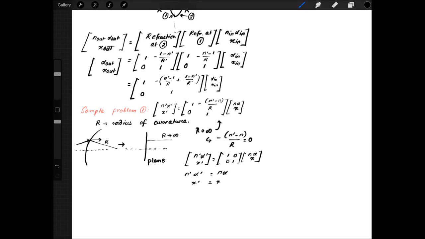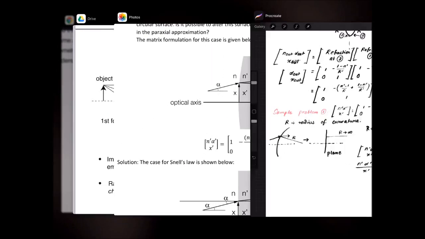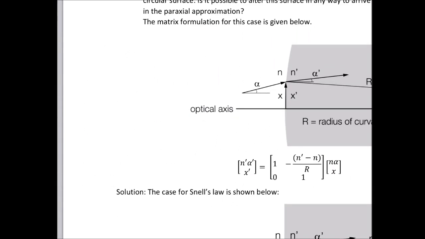So remember, this is Snell's law in the coaxial approximation. Snell's law is n prime sine alpha prime equals n sine alpha, and in the coaxial approximation, sine of theta equals theta. So that will give you an intuition into what the physics is going on, apart from just the math. So we put the radius of curvature as infinity, and that essentially gave us Snell's law.